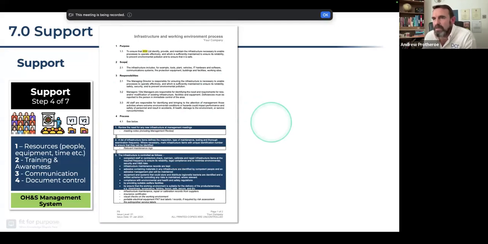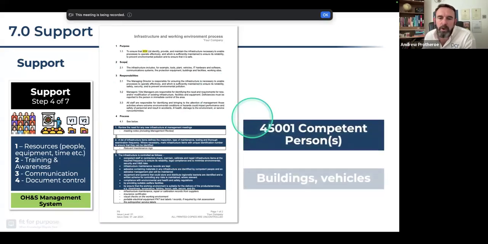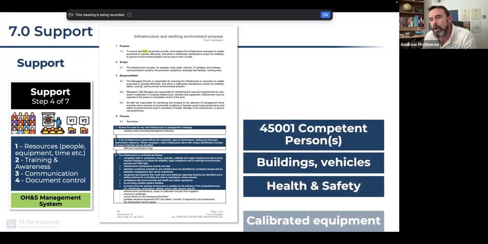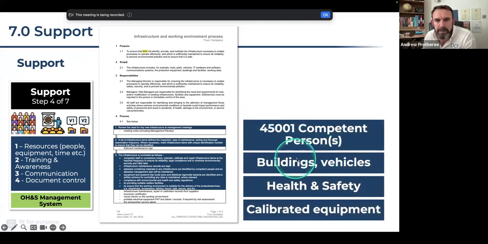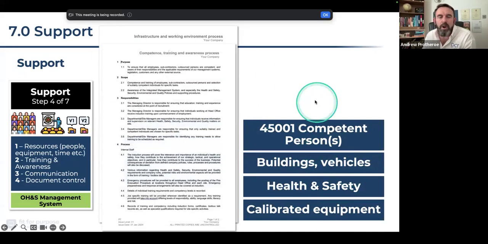And that way we satisfy multiple other clauses, but we also guide our teams so they know what they're doing. Remember, one of the stresses under the 6 management standards for stress is role. And the majority of people are not that clear on their role. We've got to get those competent people, buildings, vehicles, who's responsible for safety, calibrated equipment. So support is coming in an awful lot.